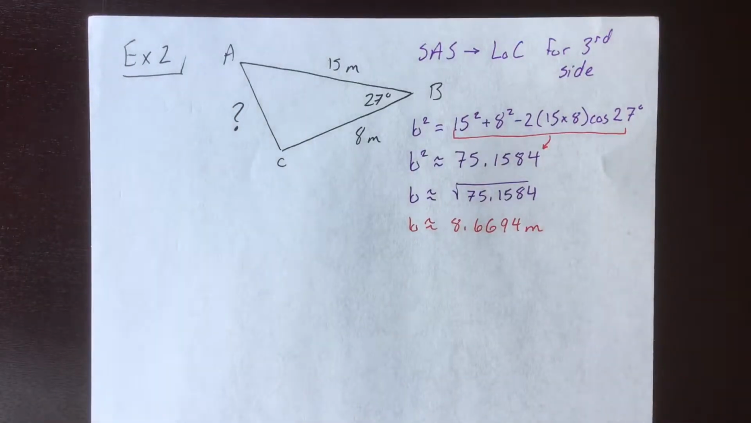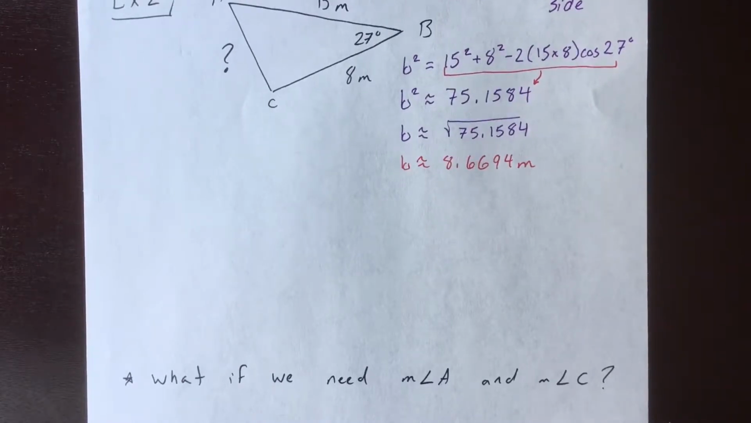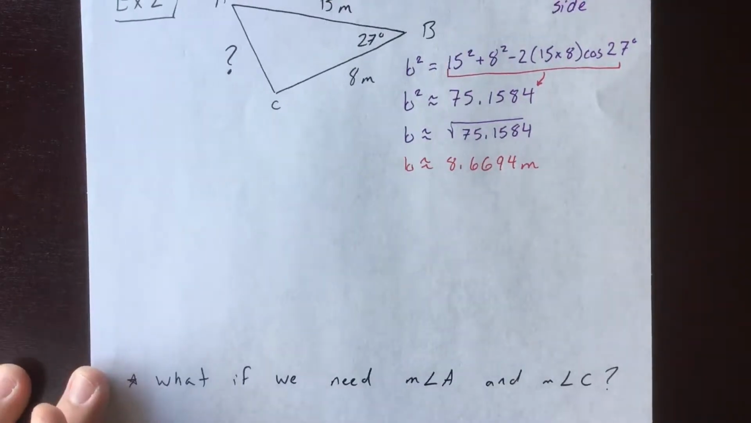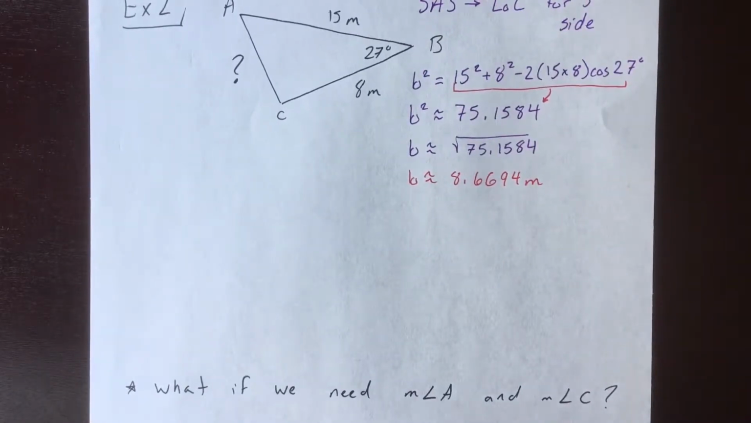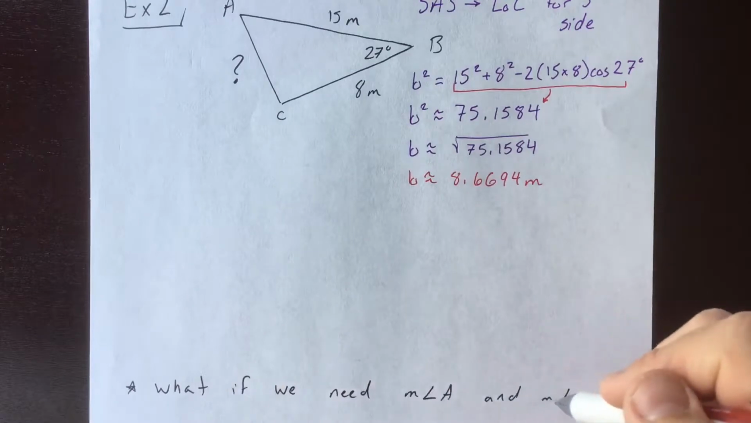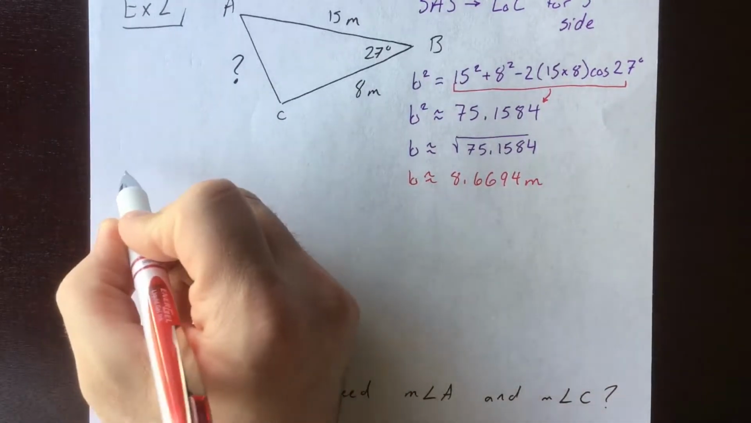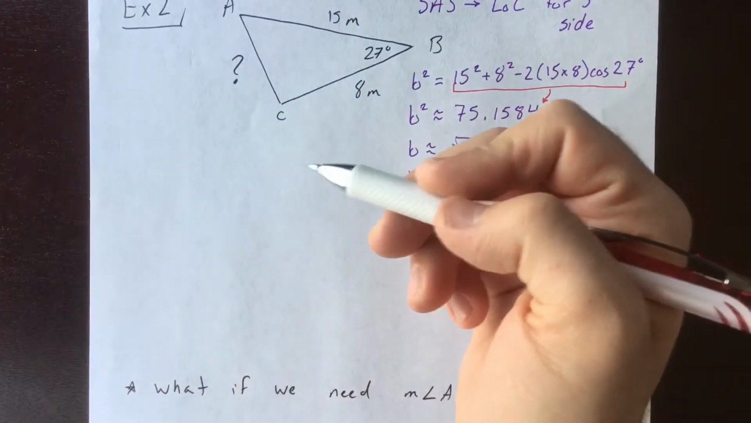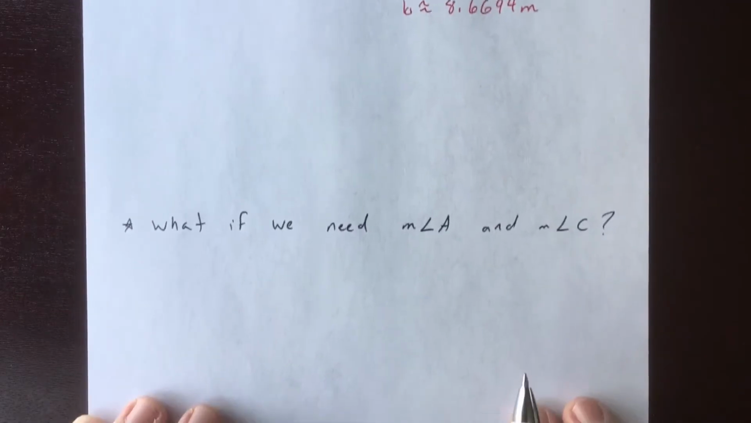So what if we need measure of angle A or measure of angle C? So what if that's our situation? So here's what we do if that's the case. I still needed to find my third side length, okay? But if I need to know what the measure of angle A, what the measure of angle C is, the very next thing we do, I'll write it up here, okay? Actually, let's write it down. Move this up. Let's do it.